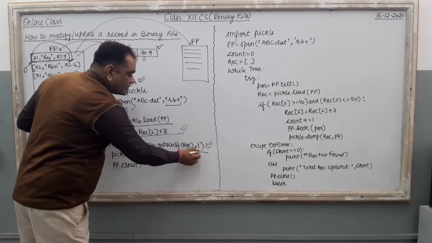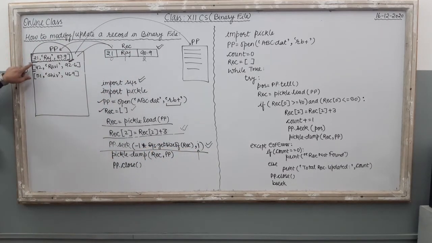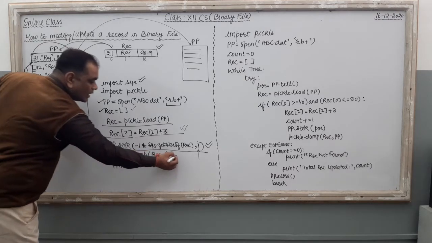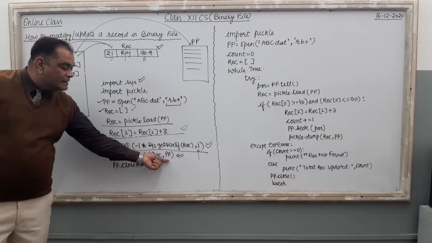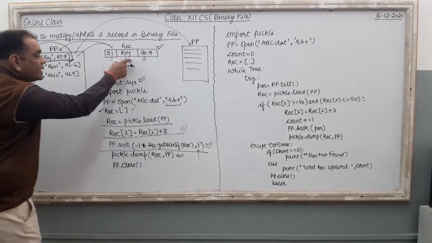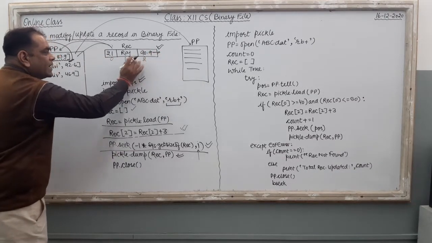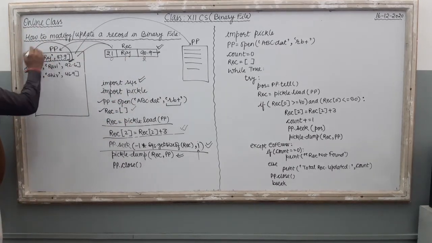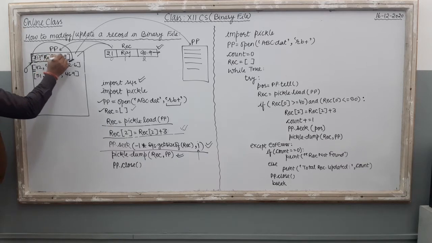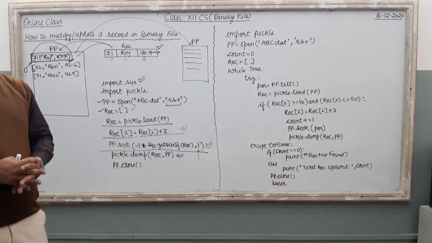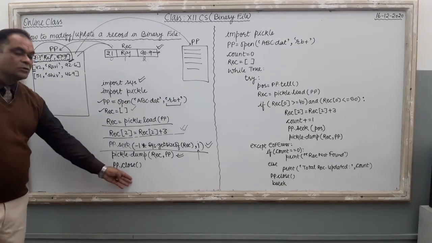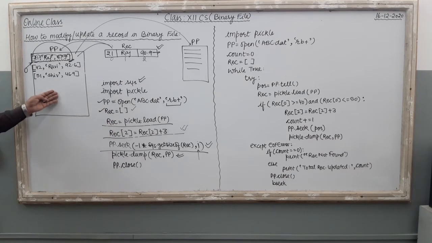What happened with this command? The cursor came back to the same position, at the beginning of the record. Now here, when you supply the record writing command, the dump command, pickle.dump(rec, pp), it means what? The updated record. Here just see the percentage, it is the updated record. The updated record is loaded over this particular record, right? Just see. Now the file is modified, the record is updated inside the file, right? And after that process, just close the file so that the changes are permanent inside the hard disk. Right? So this is the process.